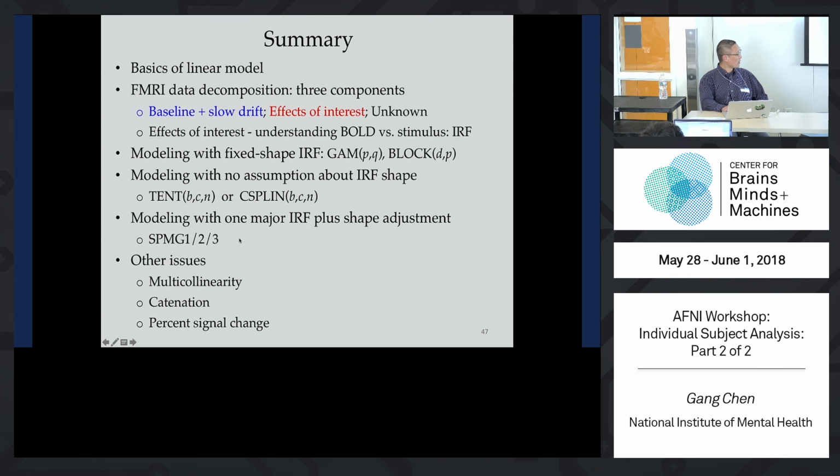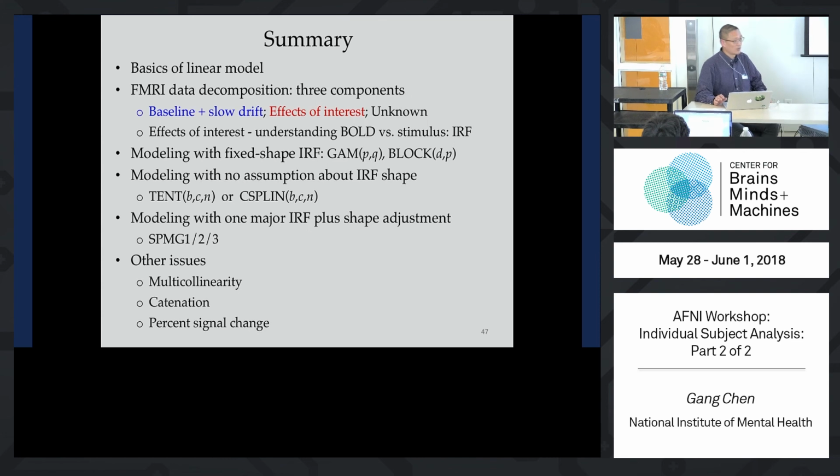The middle ground is the SPM approach. It's also available in AFNI. You have three basis functions, right? You have the canonical curve, then there are two adjustments. One modulates the peak location. The third one adjusts the width of the peak.